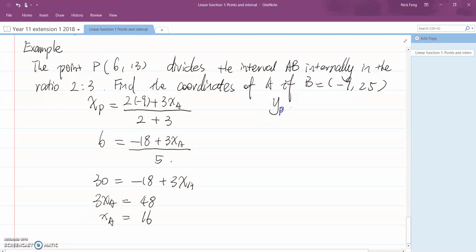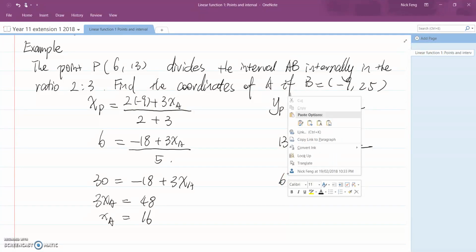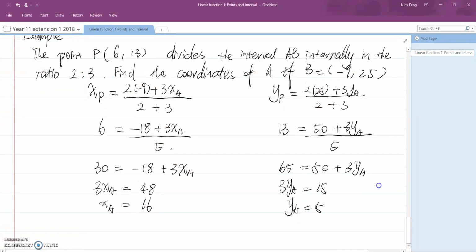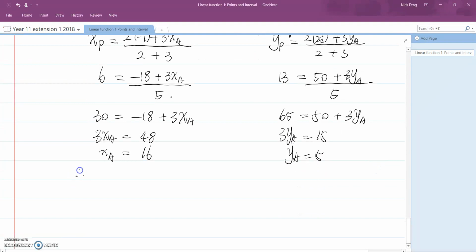Same deal. The y coordinate of B is 25, and this is y coordinates of A. Same thing, so we would have 13 equals, that's 50 plus 3y over 5, 65, sorry, equals 50 plus 3y, equals 15, y equals 5. So therefore, point A equals 16, 5.